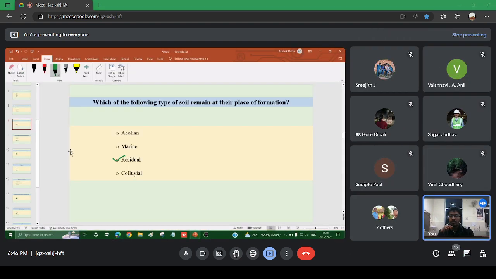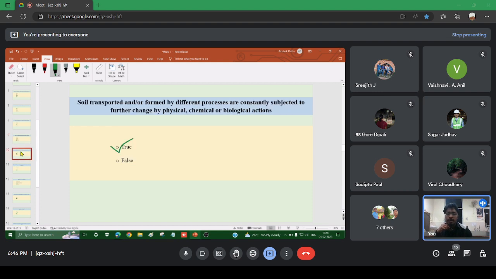Okay, so this one I've discussed. Which of the following processes may lead to disintegration of rocks? The answer is all of these, because chemical, physical and biological weathering, everyone leads to the disintegration of rocks. So all of this is the answer.